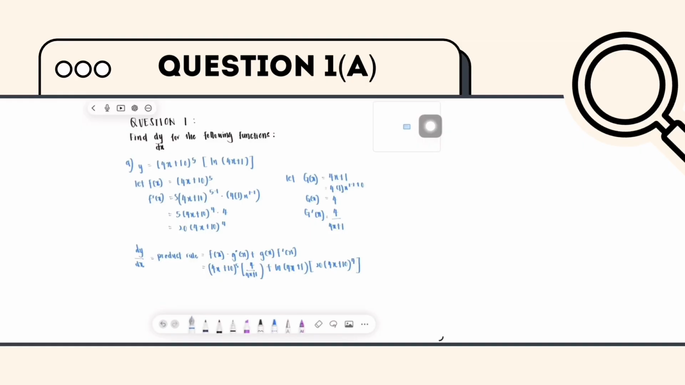Finally, let's group the terms to clean up the expression. Our final derivative is 4(4x plus 10) raised to the power of 5 over 4x plus 1, plus 20(4x plus 10) raised to the power of 4 multiplied by ln(4x plus 1).